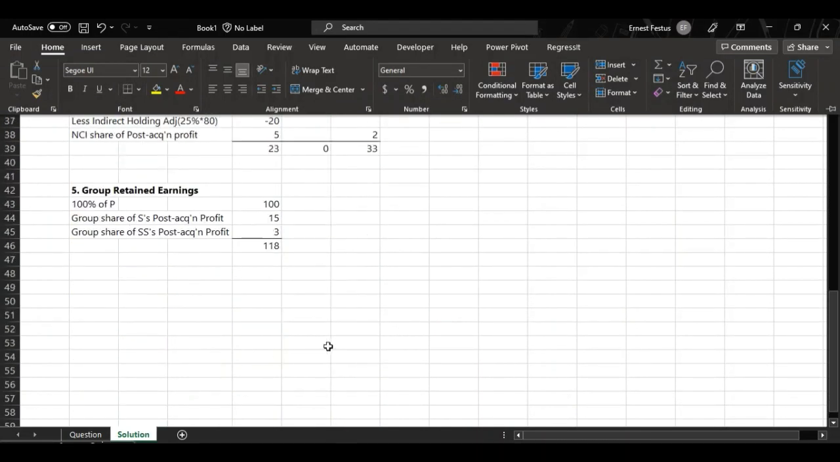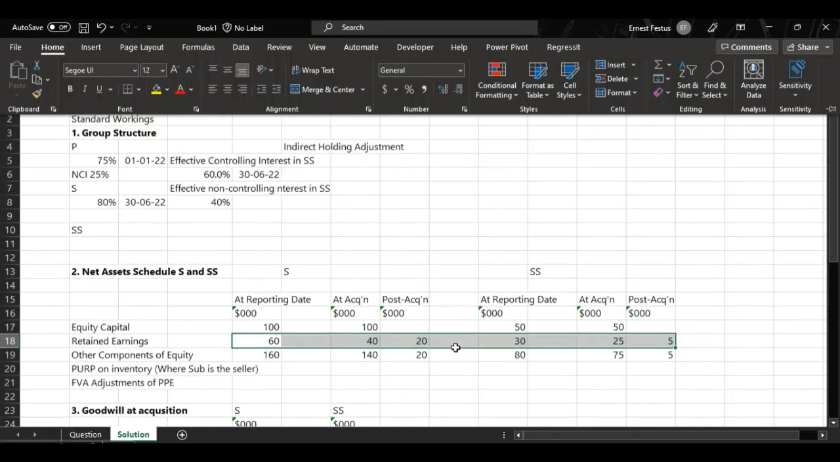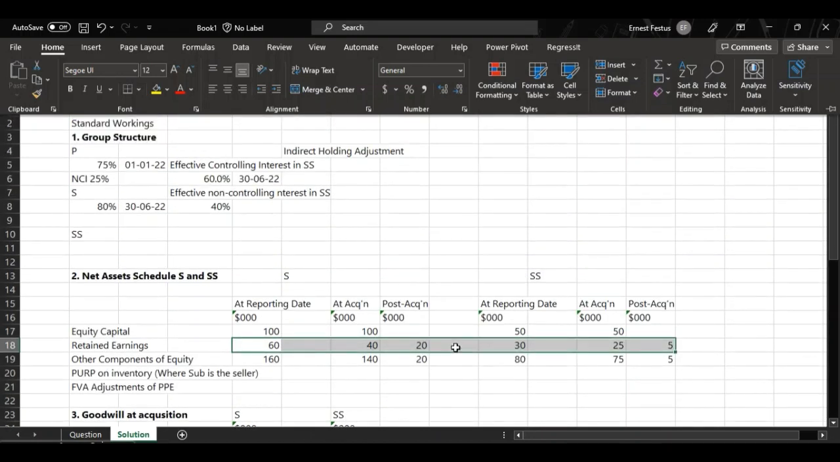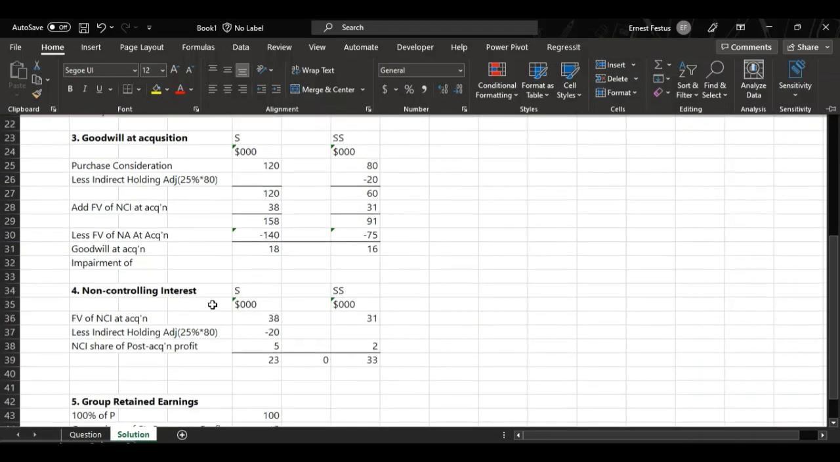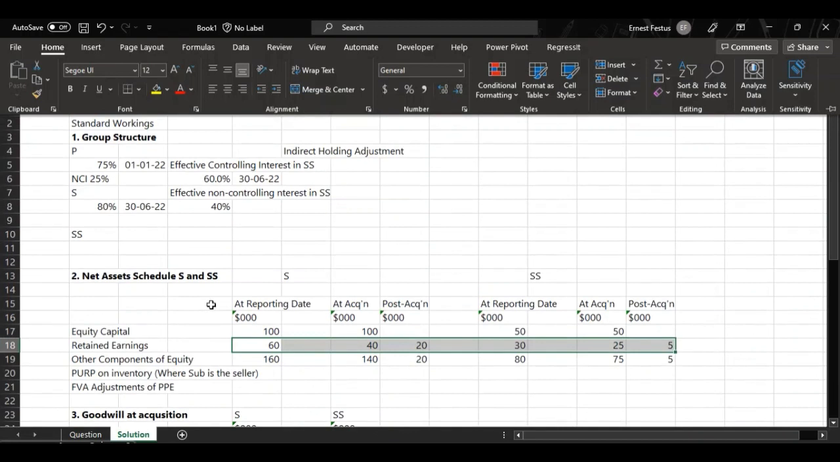Okay. So these are the 5 standard workings that are very helpful whenever you are solving a consolidated account question. And this particular structure, remember, is for vertical groups.